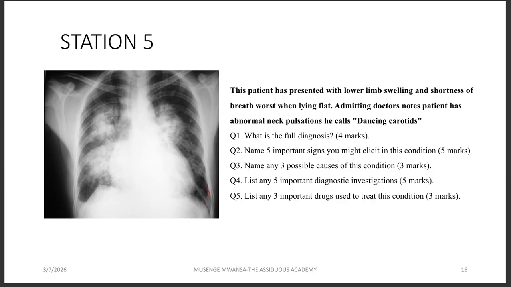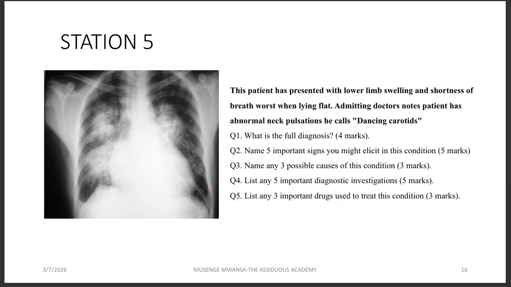What is the dancing carotid called? Okay, thank you so much. Aortic regurgitation. Okay, before we can even comment on that, dancing carotid, what is the term? What's the sign? Corrigan sign. Okay. So this is likely aortic regurgitation.